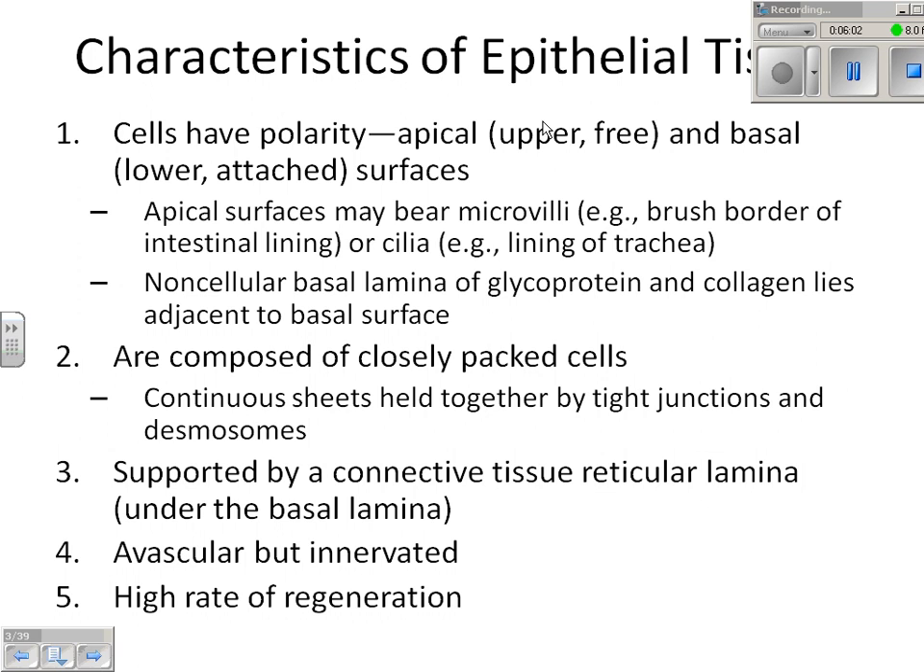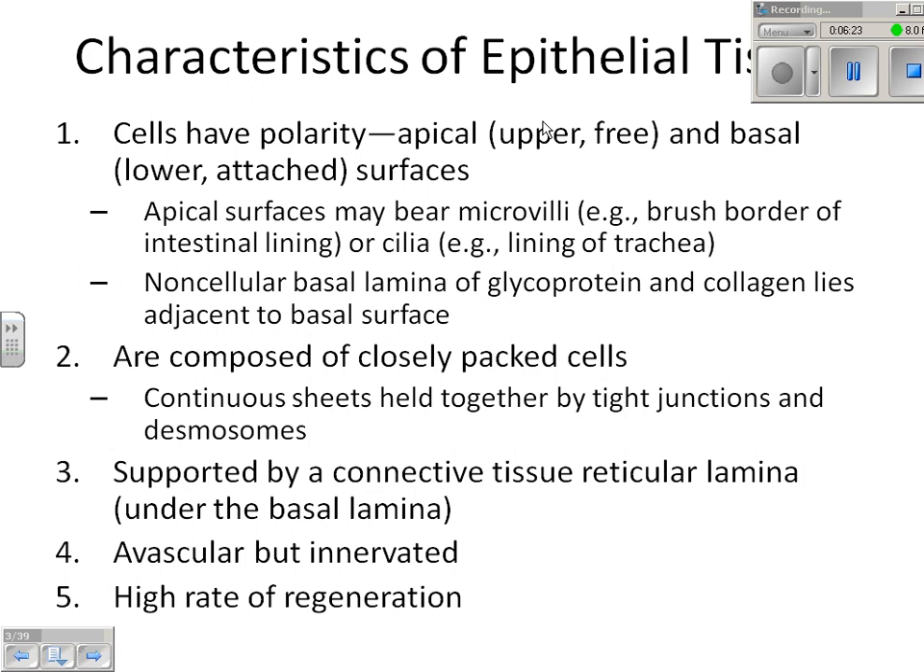So it's tightly packed cells, a continuous sheet, and they're connected to each other by tight junctions or desmosomes. And between these cells is usually where you're going to have filtration or absorption. So those functions are able to be met through the way these cells are connected to each other.